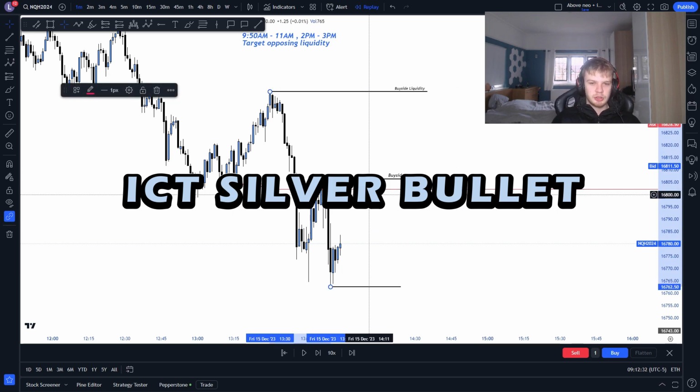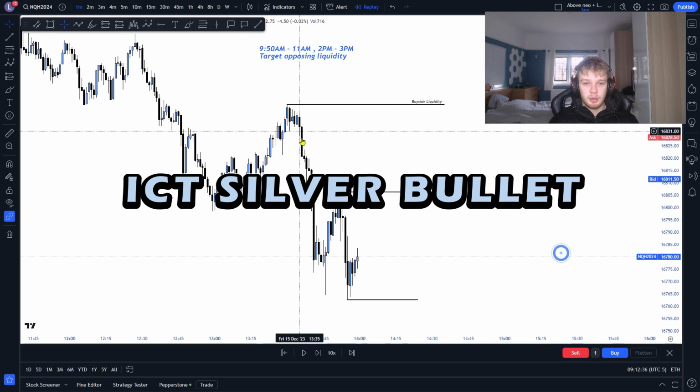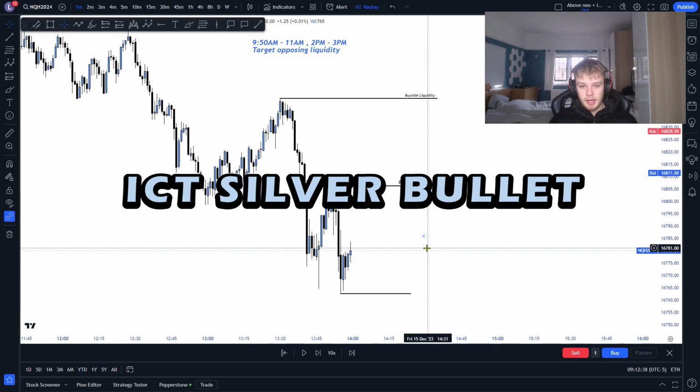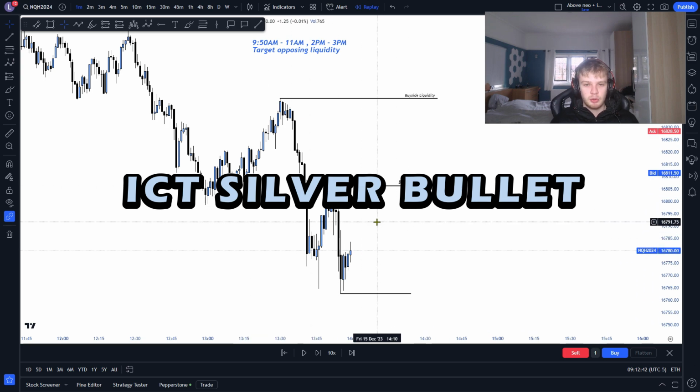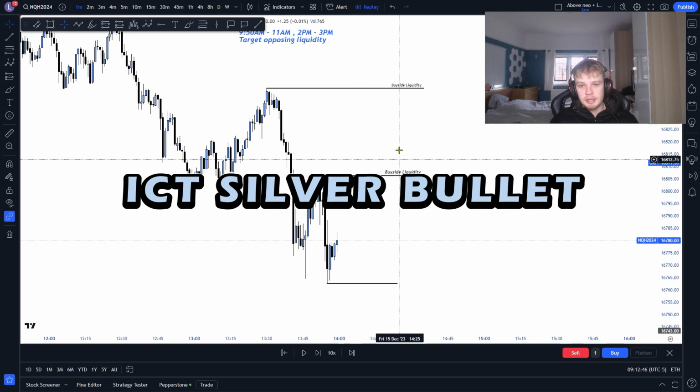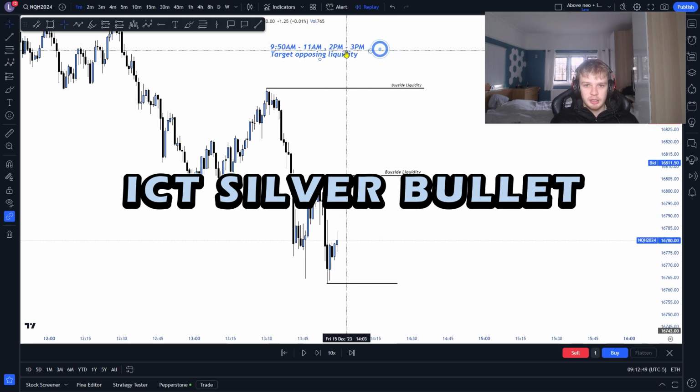Now, obviously, you don't just do that by itself. You need to line it up with another strategy. So here, for example, I'm lining up the Fibonacci with the Silver Bullet trade. So it just all lines up. We are at the bottom of price action. So our main targets are going to be buy side liquidity.